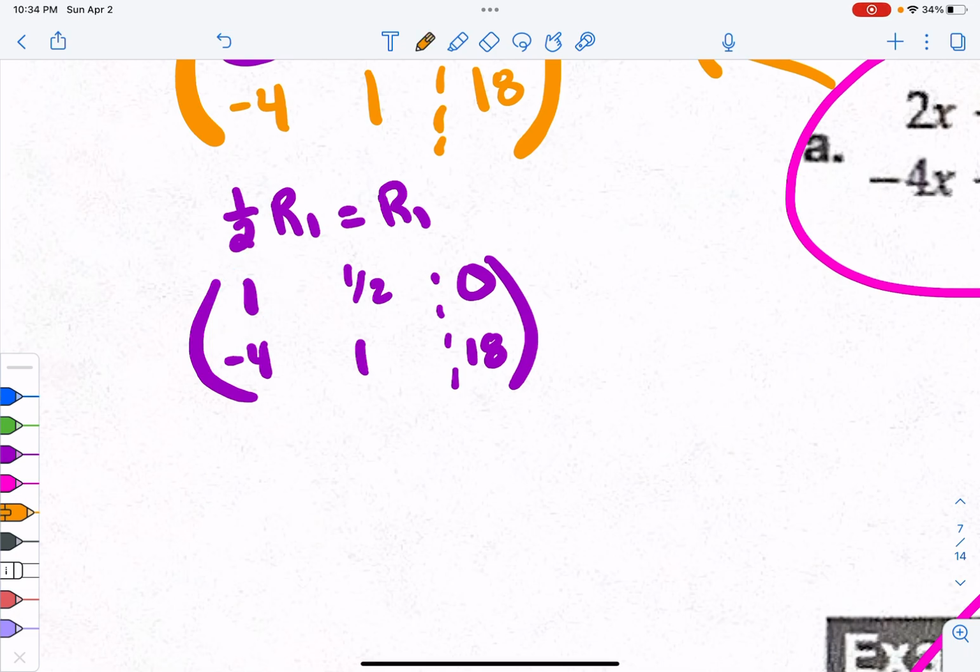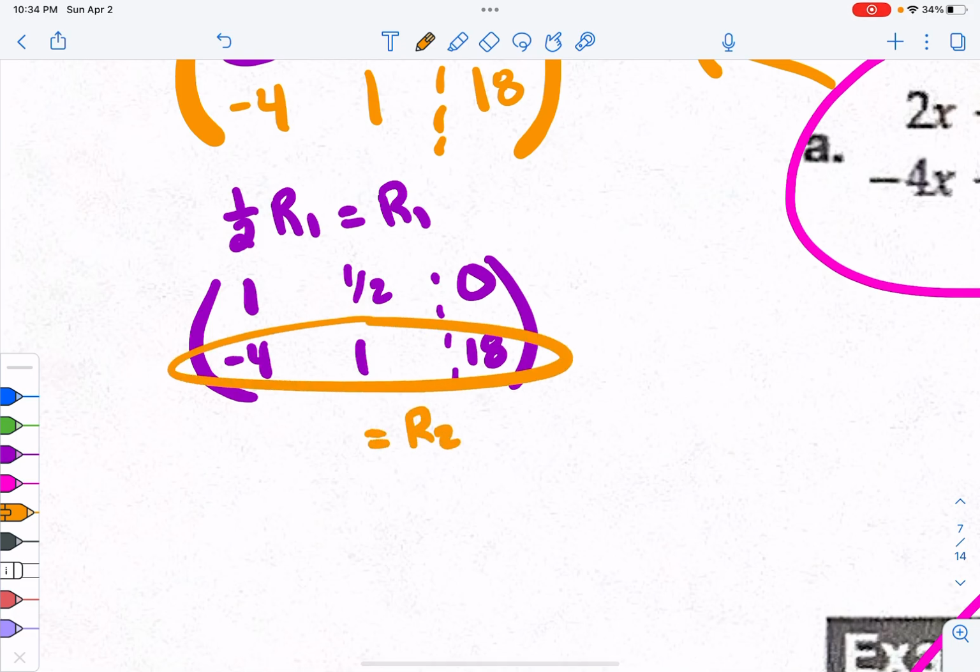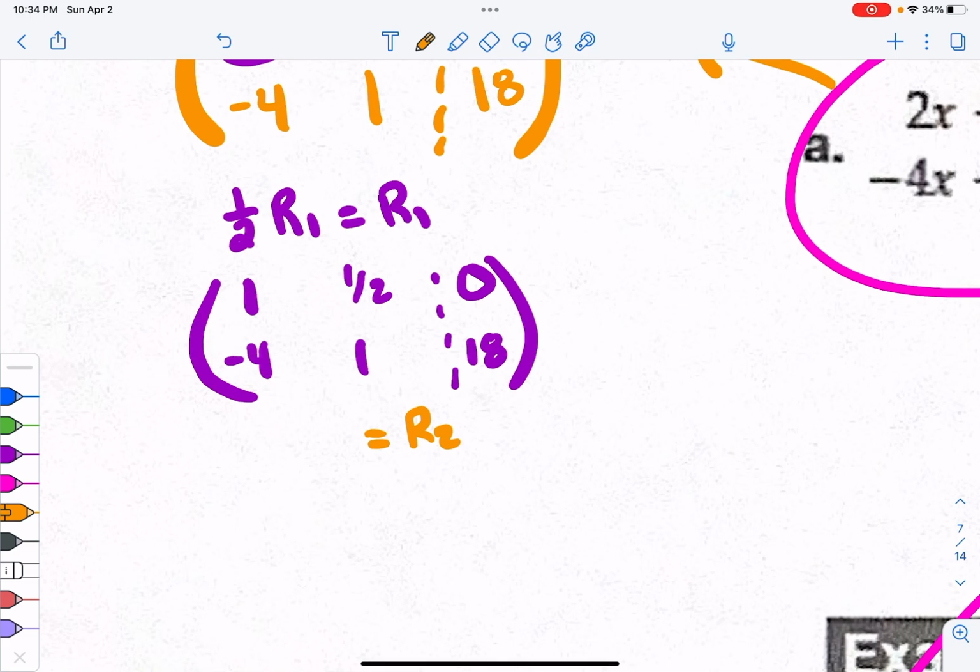Now I want to try to get 0 in this spot. That's the very next step. To do that, I have to adjust row 2. With elimination, I would multiply this by +4 in order for these two to cancel. So I'm going to take 4 times row 1 and add that to row 2, and I'm going to put that back in row 2.